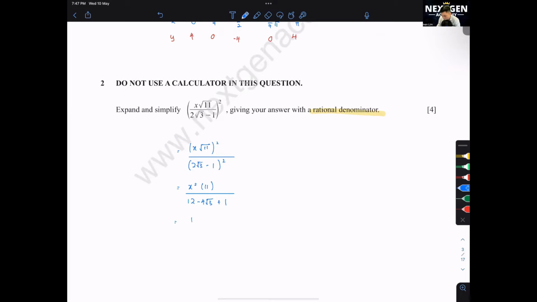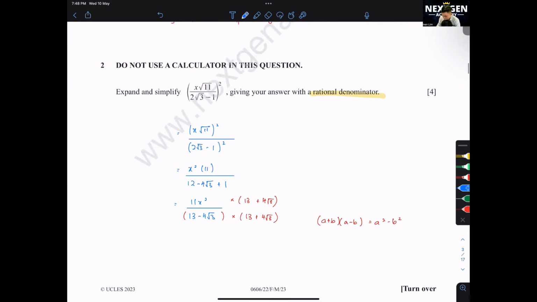Okay, we put it into a nicer order, 11x squared, and over here we'll get 13 minus 4√3. For me to rationalize it, I need to multiply by the conjugate. So I'll get 13 plus 4√3, and this one also multiply by 13 plus 4√3. Just a recap, (A plus B)(A minus B) equals A squared minus B squared. This is the concept.